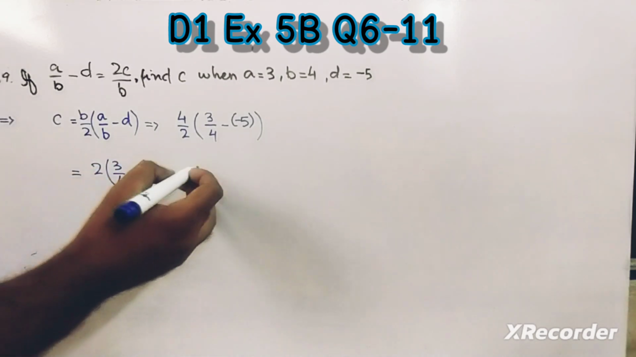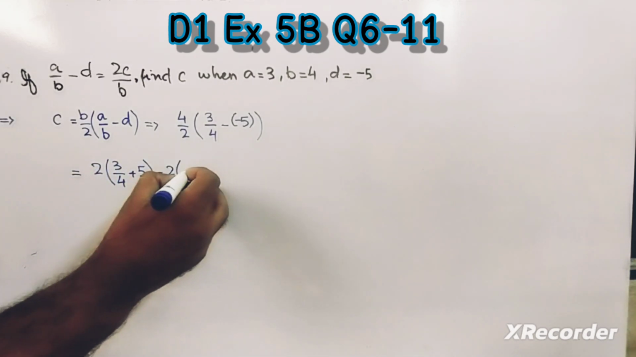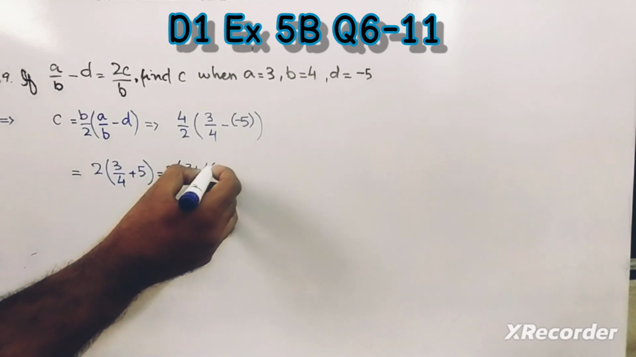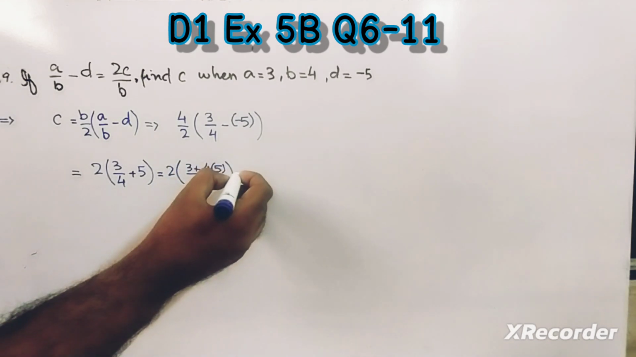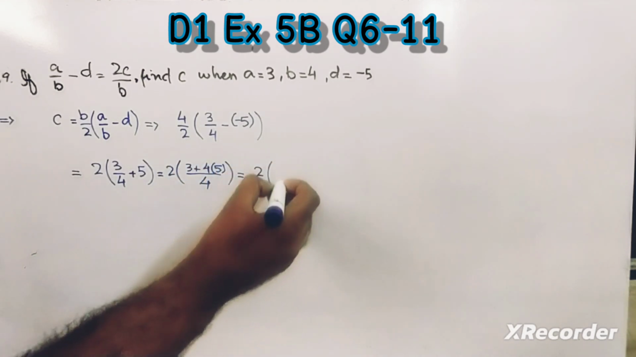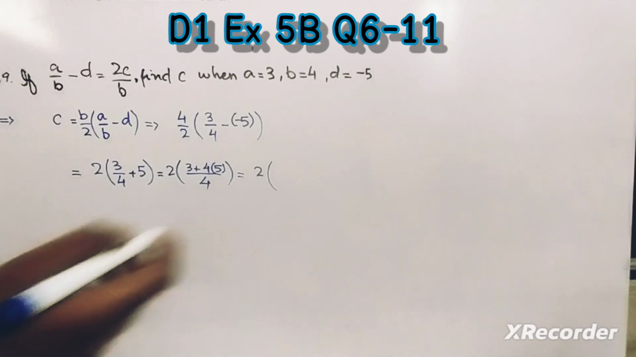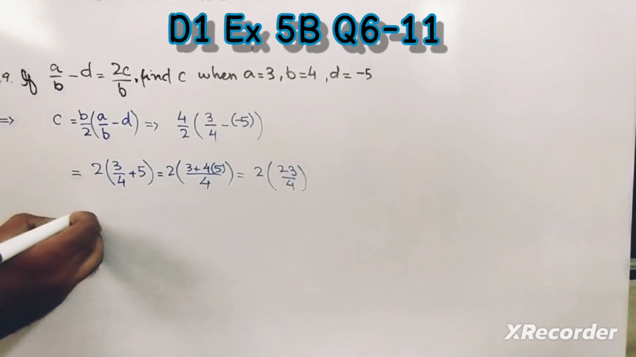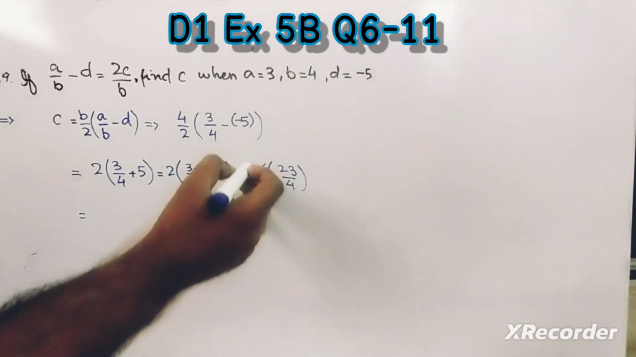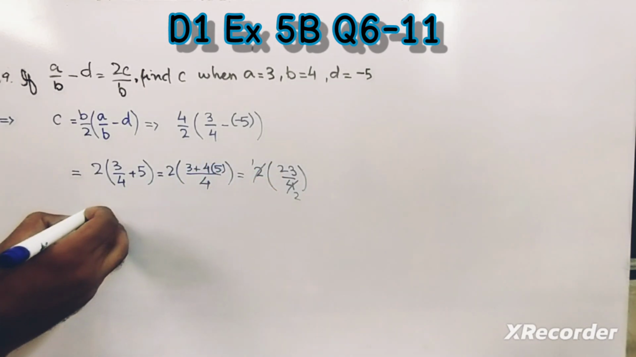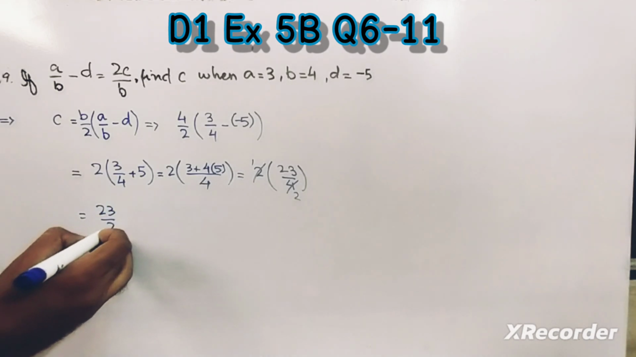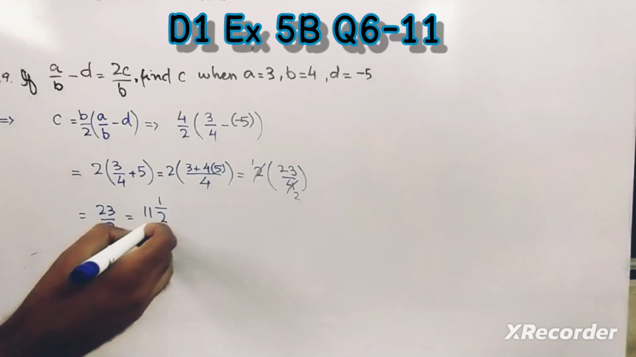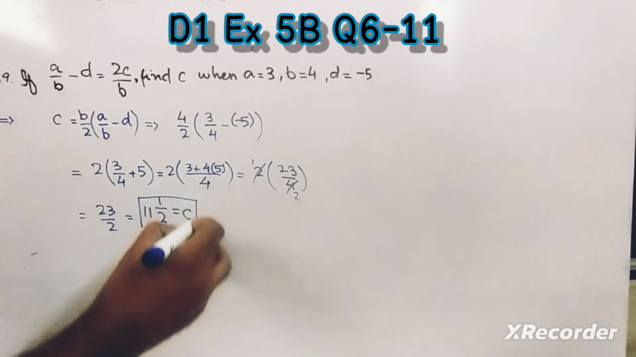We take the LCM of 4 and 1, what we get is 4, 3 plus 4 times 5. 2 bracket, 4 times 5 is 20, 20 plus 3 is 23, so we get 23 upon 4. We can cut out these two numbers, 2 times 1 is 2, 2 times 2 is 4, so we get 23 upon 2, or we can write it as 11 whole 1 upon 2. That is equal to C, and which is our required answer.